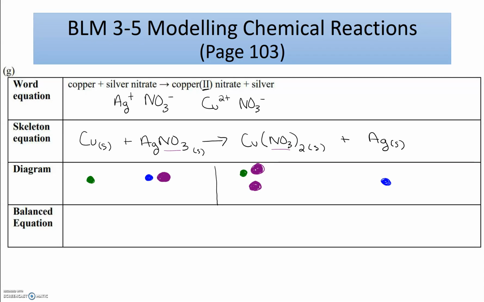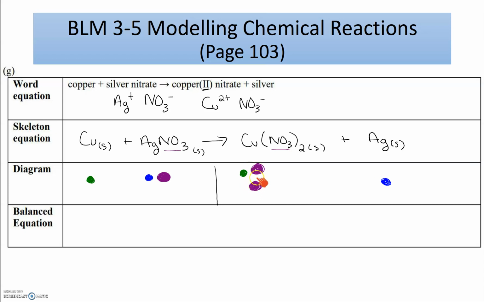So now I want to take a look at my diagrams and use the colors to help me do my balancing. So when I look at copper, I've got 1 green, 1 green, it's balanced. Now when it comes to my silver, I can see I've got 1 blue on the reactant side, 1 blue on the product side. It's balanced. But I know that when I've got those polyatomic ions in there, it's almost easier when it comes to balancing to balance those first. So if I take a look at my nitrate, I've got 1 on the reactant side, but I actually have 2 on the product side.